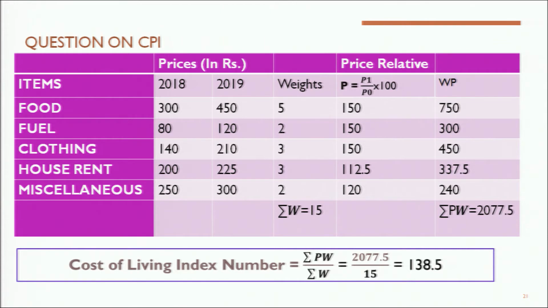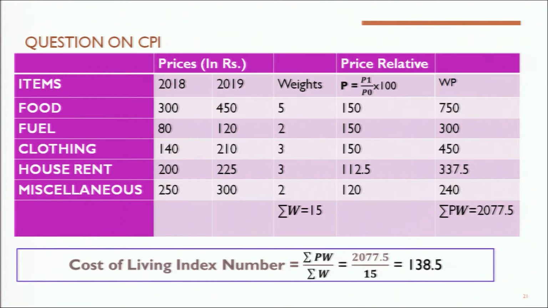For the first item, food, we divided 450 by 300 and multiplied the quantity by 100, and this is how you arrive at 150. For fuel, again you divided 120 by 80, multiplied the ratio by 100 and arrived at 150. Similarly you can calculate price relatives for clothing and house rent. After having calculated the price relatives, you have to multiply the values of these price relatives with the weights which are assigned for each item.